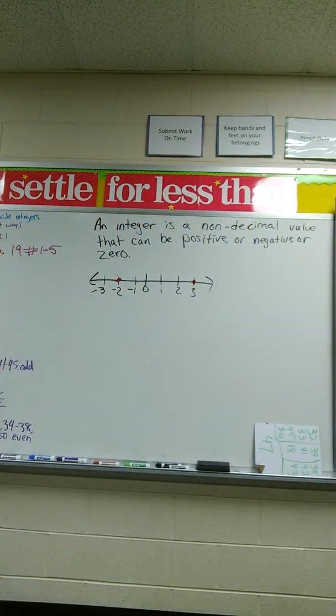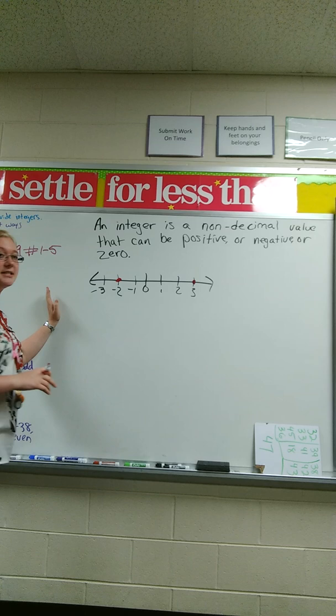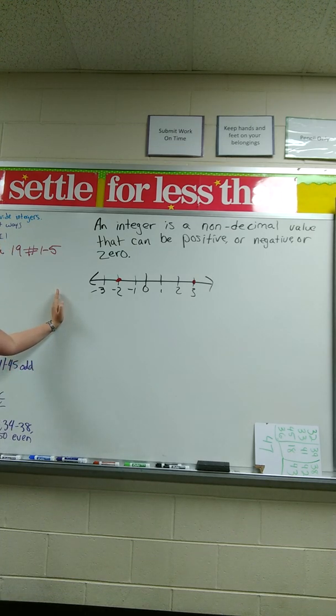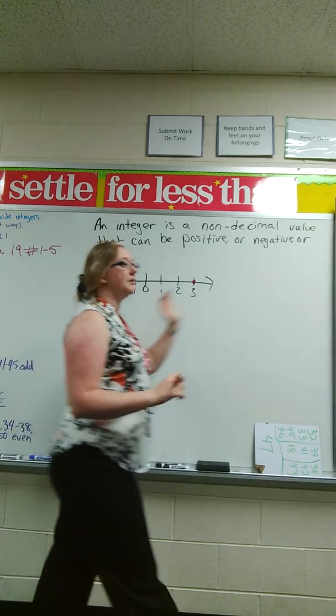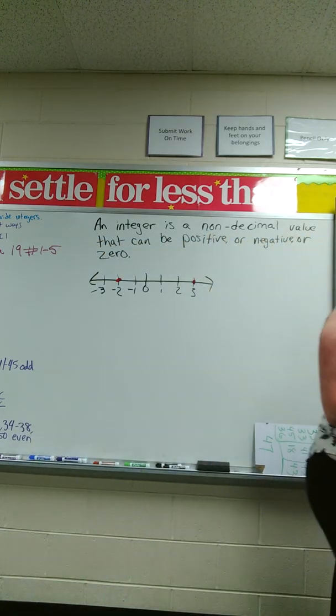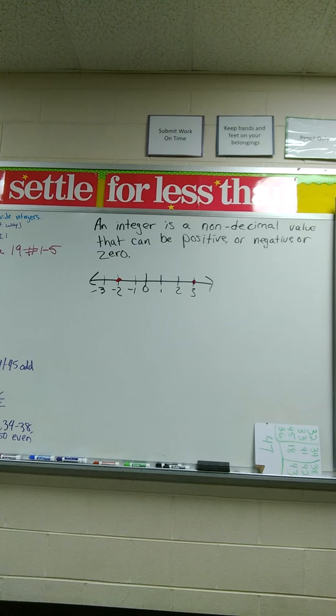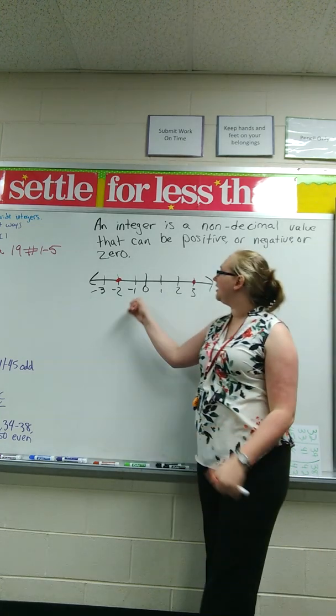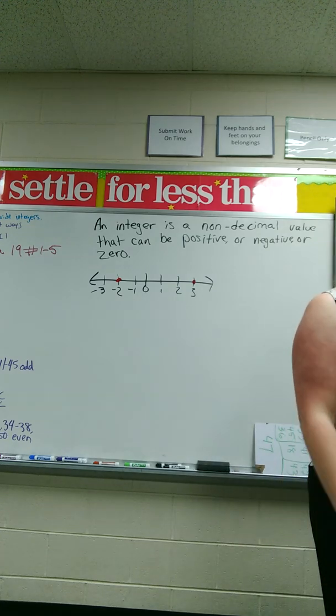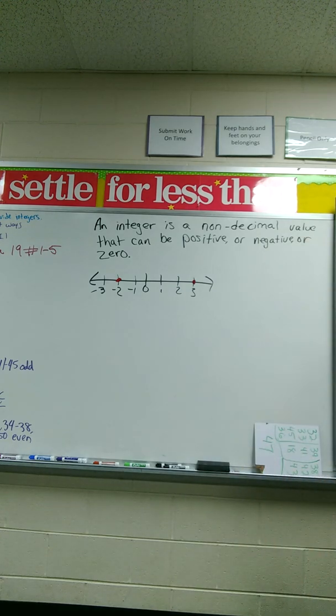Our negative numbers are always going to be on the left side of 0. Our positive numbers are always going to be on the right side of 0. The further right a number is, the greater the value. The further to the left it is, the smaller the value. So which one's bigger, -1 or -3? -1 is bigger because it is further to the right.